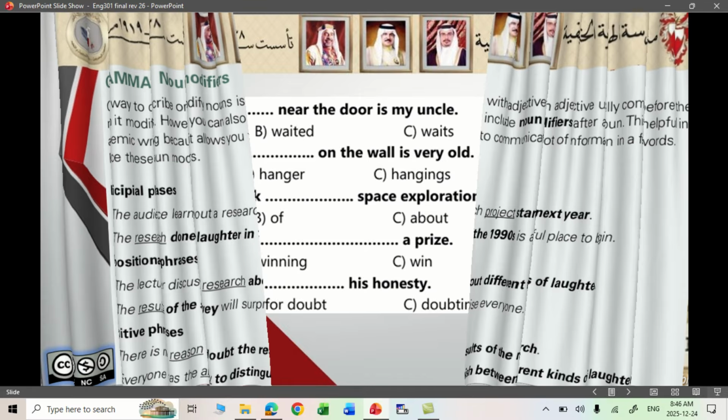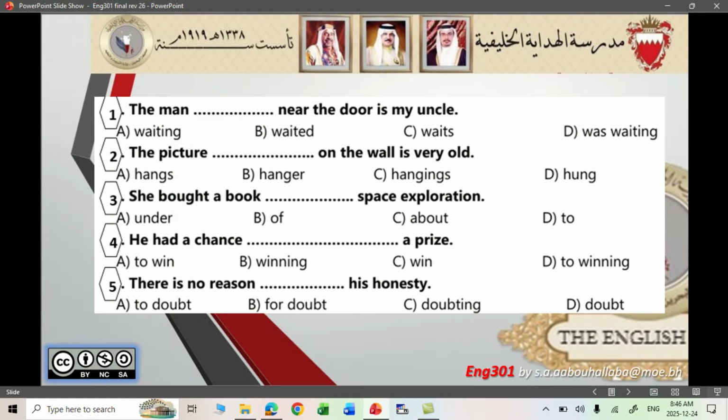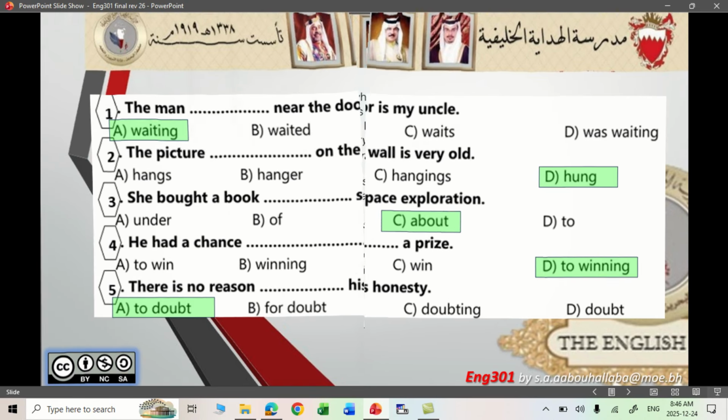And as usual, here we come to some exercises on that. Please pause and then I will show you the right answer. Here we are. Check your answers, please, and let's move on.